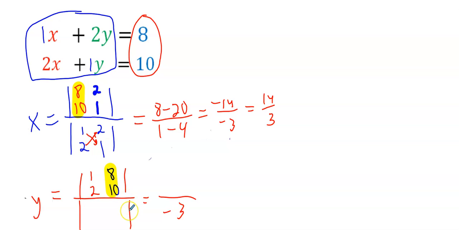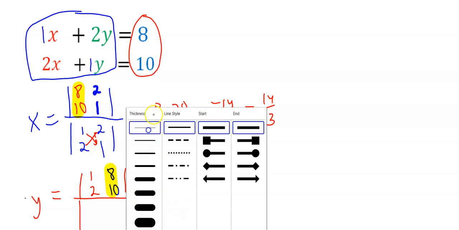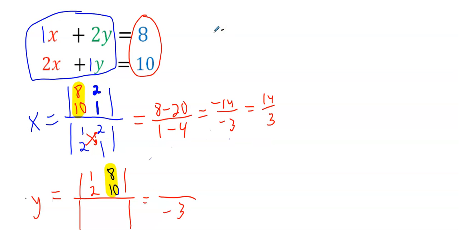Again, the denominator is just the coefficient matrix. I already evaluated it. It's negative 3, so why do that again? Trying to save work when we can. So 1 times 10 is 10, minus 2 times 8 is 16. So we get negative 6 over negative 3, which is 2. So we get 2 and 14 thirds.